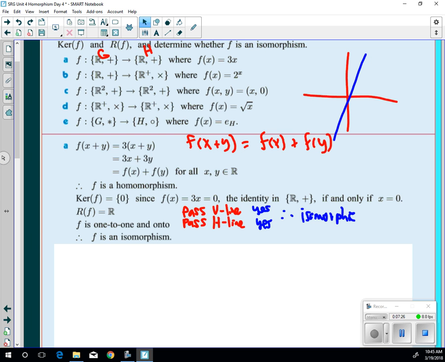So if this is multiply, it'll be f of x times f of y. We'll see what happens with that. If that works, then it's homomorphic. Find that kernel, find the range, and see if it's isomorphic. Isomorphic is one to one: horizontal and vertical line pass for isomorphic.